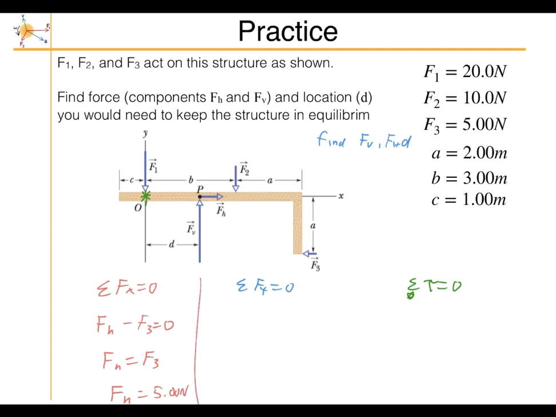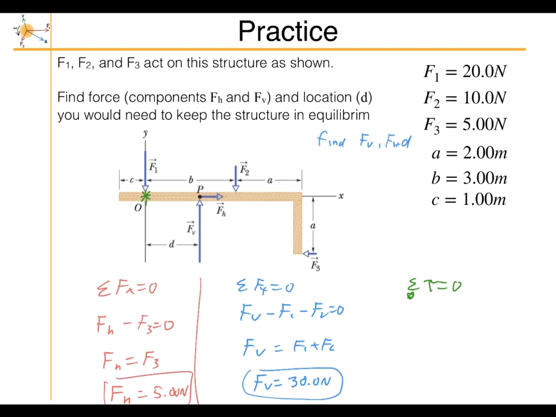Sum of the forces in the y direction. We have the vertical force that we're applying, and then minus F1 minus F2 is equal to 0. Solve that for FV, and that's equal to F1 plus F2. So that gives us FV of 10 plus 20, 30 newtons. We have 2 down, 1 to go.